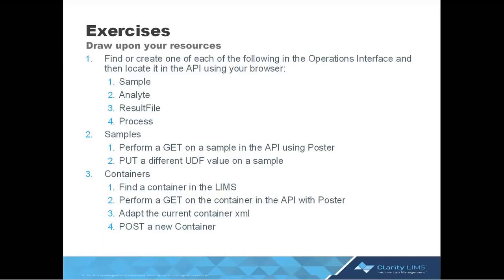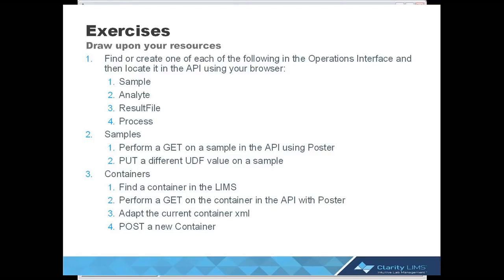This is Module 2, Exercise 3. In this session what we want to do is actually create an object in the LIMS using the API, and we'll be doing that using the browser plugin Poster that we've discussed and used in a previous session.